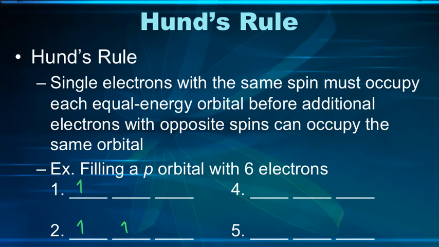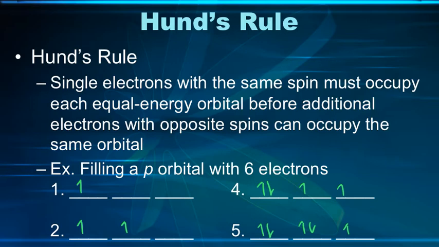Now that we have 4, okay, we're going to go 1, 2, 3, and now the fourth one pairs up here with our initial one with the opposite spin. Okay, so you can see kind of what Hund's rule means. 1, 2, 3, 4, 5, and then 6.